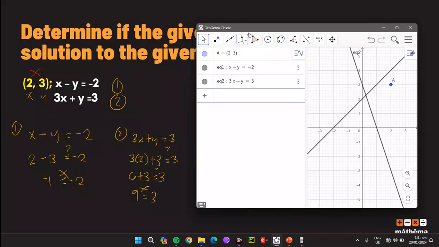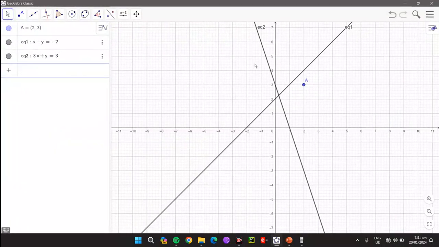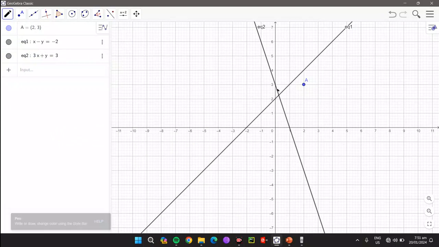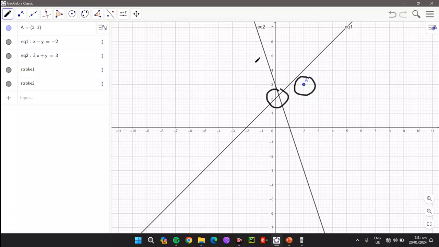Alright, now as you can see, our equations actually intersected at a certain point, right? At a certain point here. But then again, our given ordered pair is just here. So that makes it not a solution to our system of linear equations.